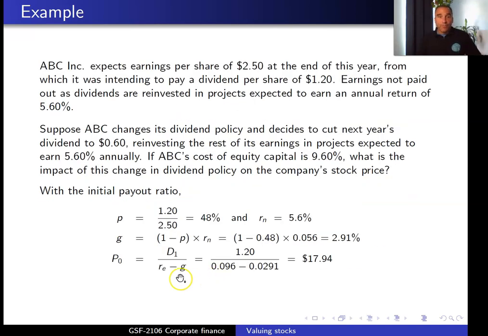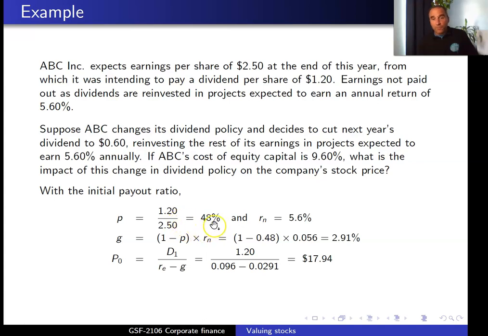First, we need to compute the stock price with the initial dividend policy. So we have a dividend payout ratio at the start of $1.20 over $2.50, so 48%. I made a mistake earlier. I said 0.60 instead of 1.20, but it doesn't matter. So the initial payout ratio was 48%.